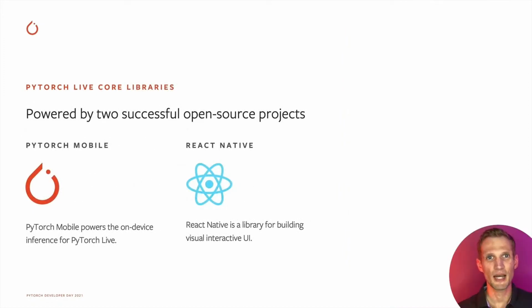To achieve this, PyTorch Live is powered by PyTorch Mobile and React Native. First, PyTorch Mobile powers the on-device inference. Second, React Native is a best-in-class JavaScript library for building visual interactive user interfaces for Android, iOS, and other platforms. Both are active and flourishing open source projects with tons of examples and tutorials.